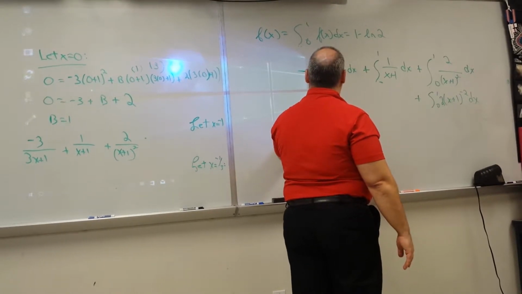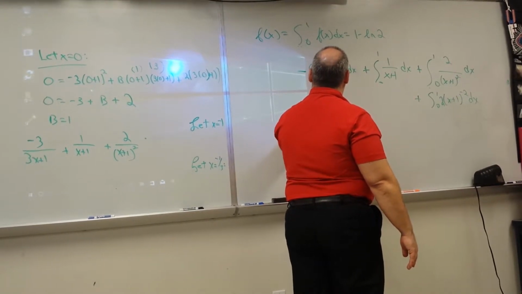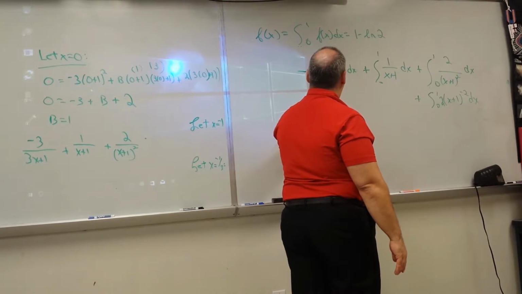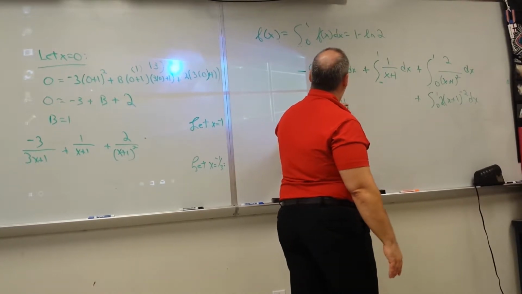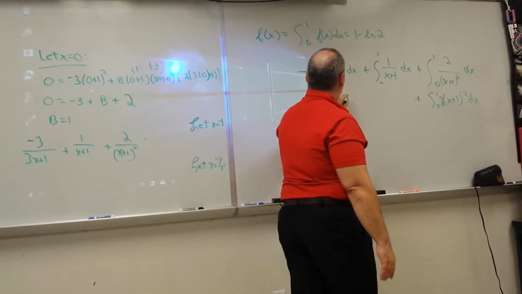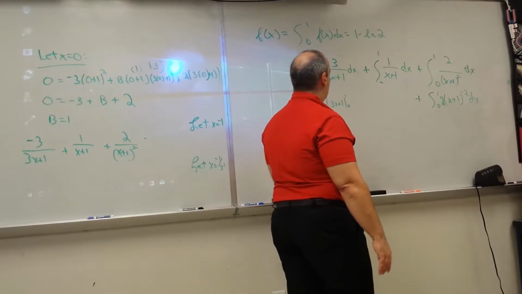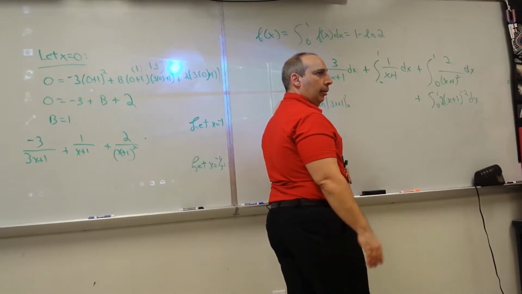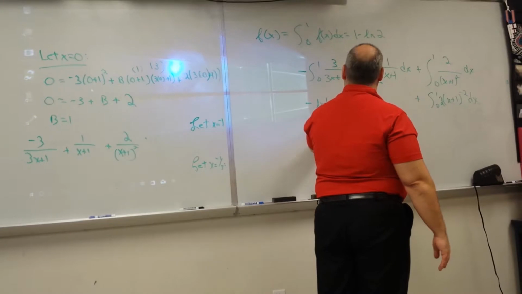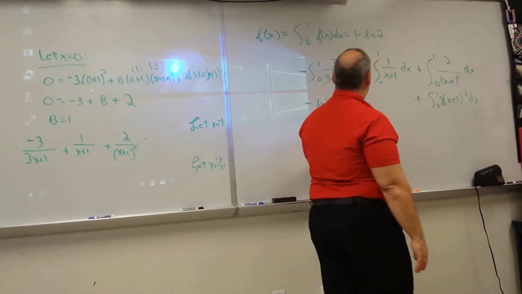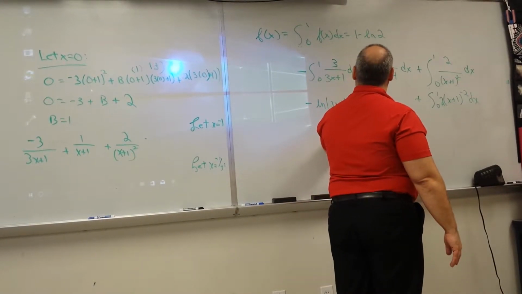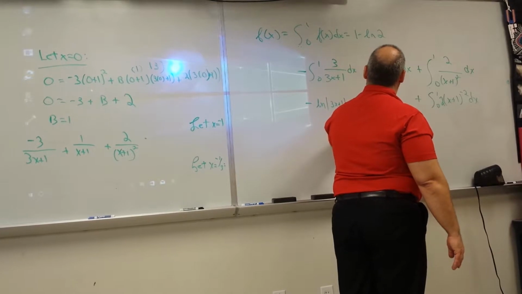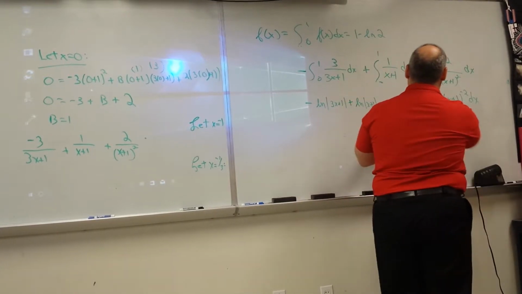Integrate. What do you get? Natural log of the absolute value of 3x plus 1, right? From 1 to 0. Usually you put that at the end. All right. Okay. Plus ln of x plus 1, from 1 to 0. Plus this guy, right?